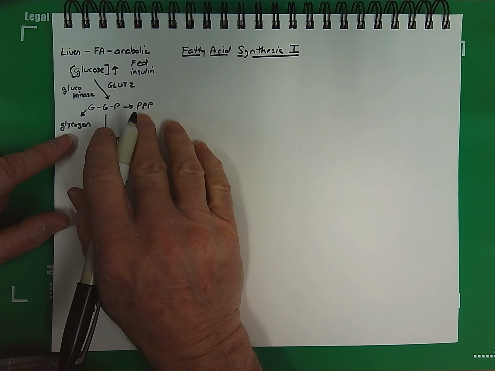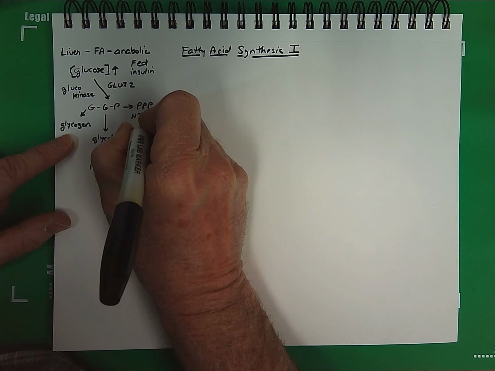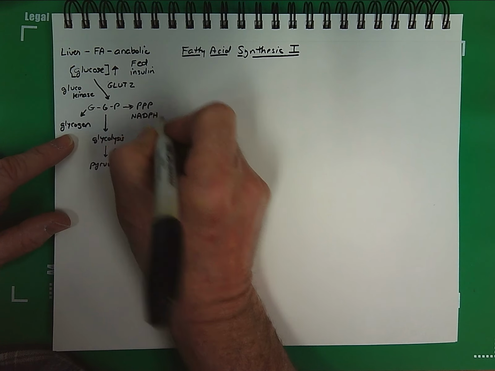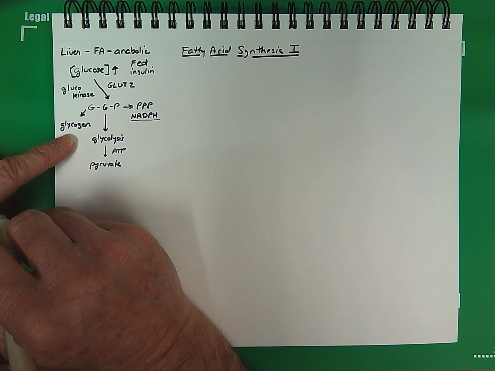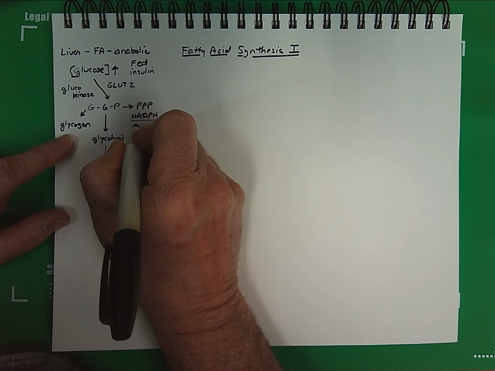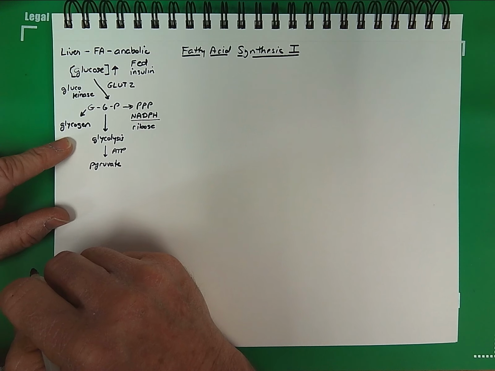Now recall the pentose phosphate pathway is generating two important substrates. One is NADPH, which is going to be an important reducing source for generating fatty acids, and also ribose sugars, so that we can produce nucleic acids and nucleotides.